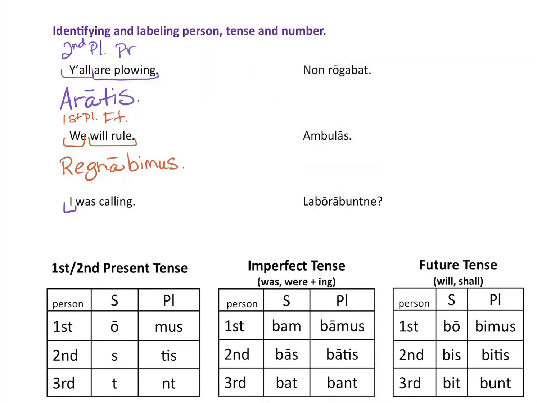All right, the next one was "I was calling." And you look at the "I," you can see that that's first person. We know that "I" is always singular. Take a look at the verb, "was calling." We see that that's imperfect: "was" or "were" with an -ing. So you're going to label it imp for imperfect. Now, to find your first person singular imperfect, it's right there. Bam. So we know no matter what you do, it's going to have a -bam ending on it. And we know that call is voco, vocare. Second principal part, vocare, take off the -re, you've got voca, and then you add your ending: vocabam.